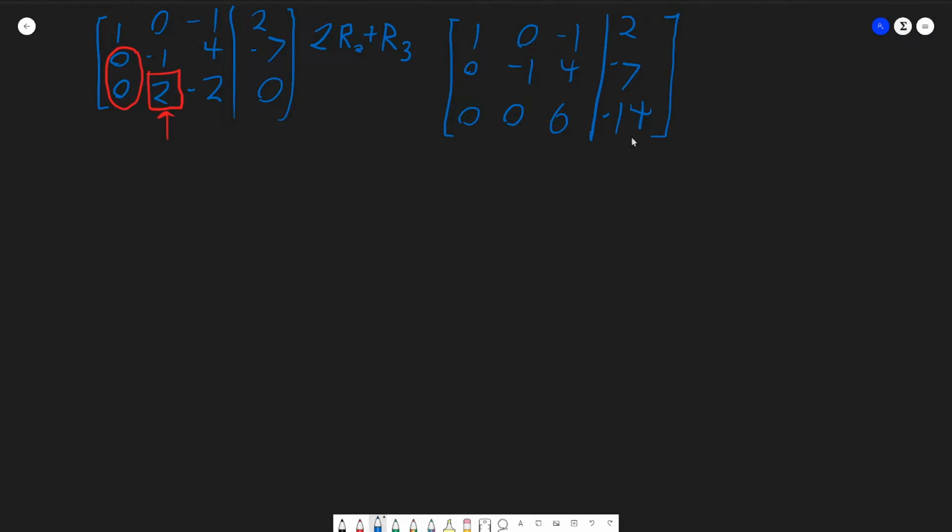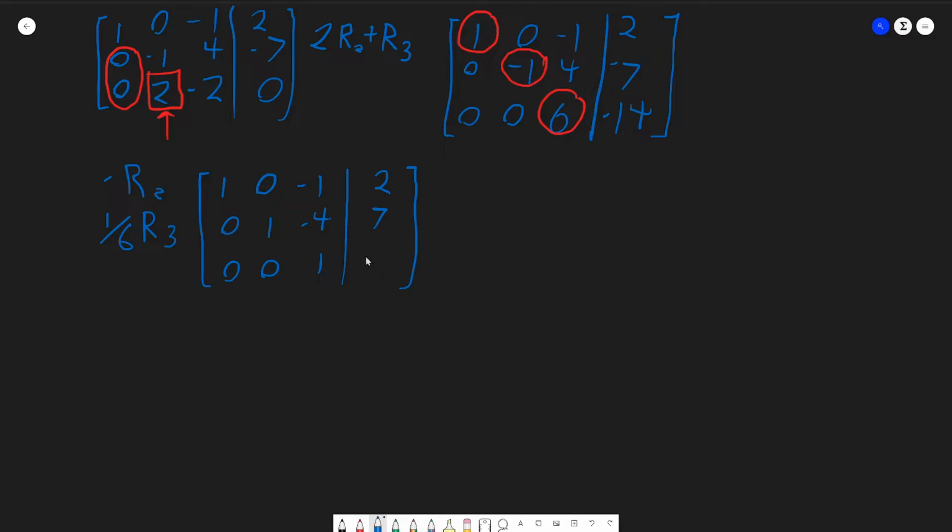So the last part of Gaussian elimination is going to be making all of the entries on the main diagonal, which is this -1 and this 6, and this 1 over here also, equal to 1s. And I'll do that by using row scaling. So I'll take negative row 2, and I'll take 1/6 row 3. Row 2 changes into 0, 1, -4, 7, and row 3 changes to 0, 0, 1, -7/3. And this is row echelon form, and I'll abbreviate that REF. We could technically stop right here. Here's how we could convert this matrix back into a system of very easy to solve linear equations now.